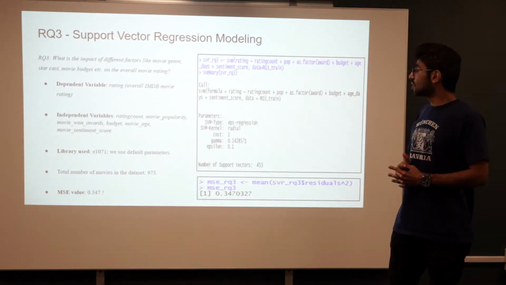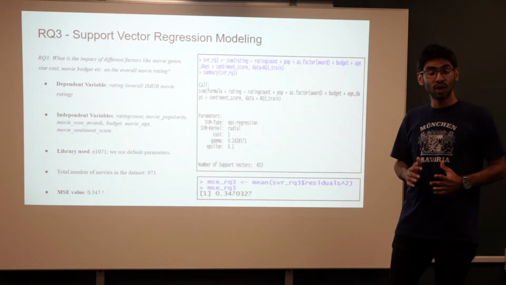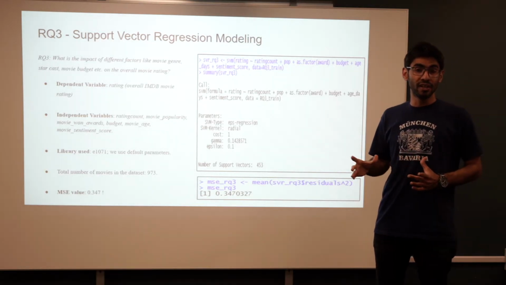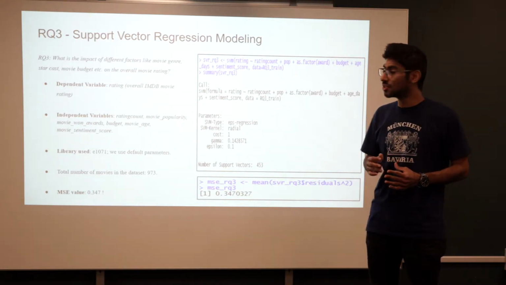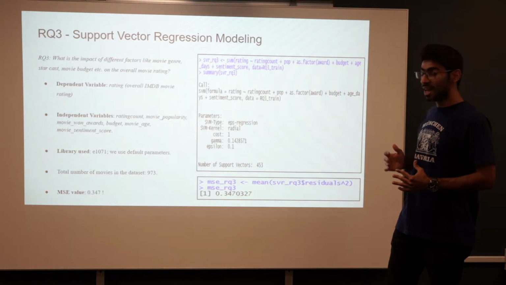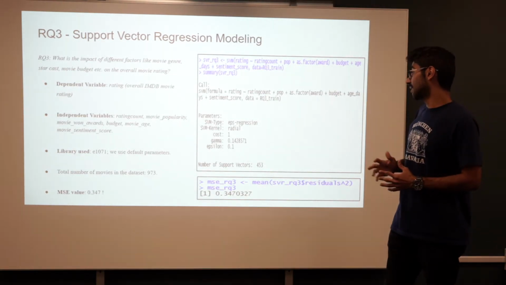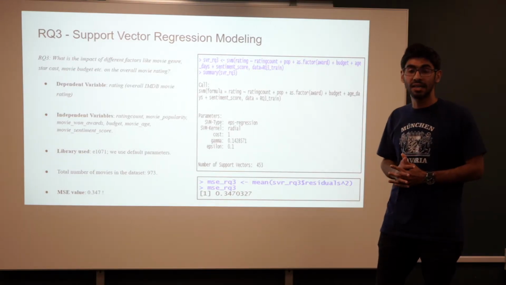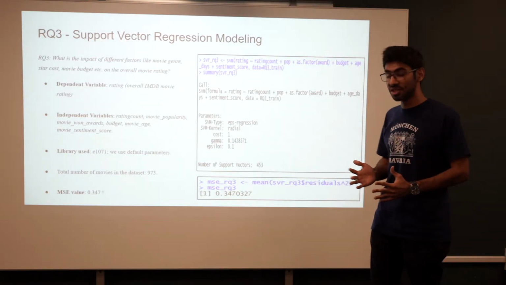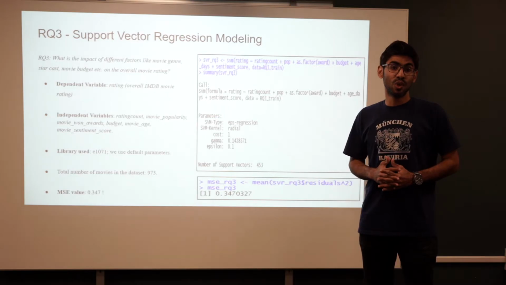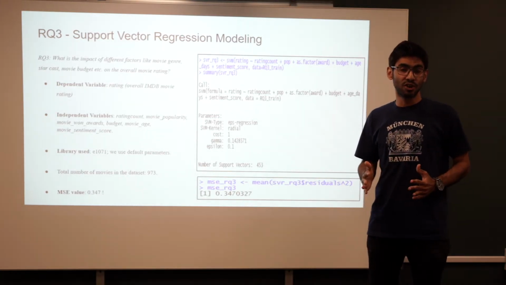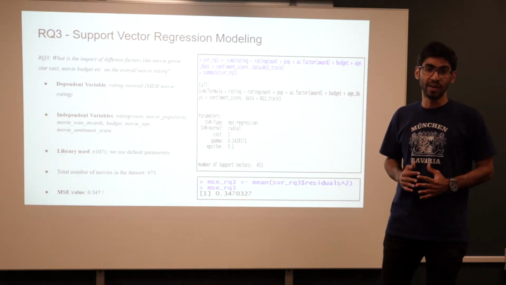Now for the third research question, we wanted to look at the overall movie rating based on some movie level features like the movie age, the popularity of the movie, and the overall sentiment of the movie. So here we ran a support vector regression and the MSE value is very low, it's just 0.347. So a support vector regression does a pretty good job in predicting the overall movie rating.